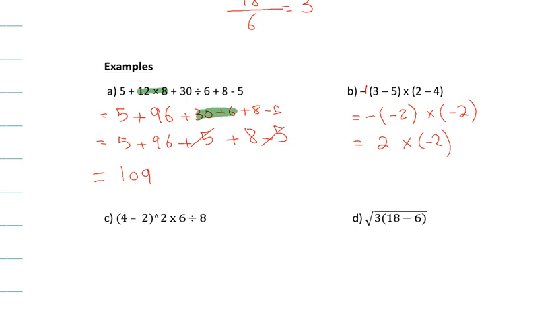Remember we talked about it yesterday or the day before: when there's nothing in front of it, there's a 1, an invisible 1. And then negative and negative is positive. So what's my answer? It would be negative 4. Yeah.